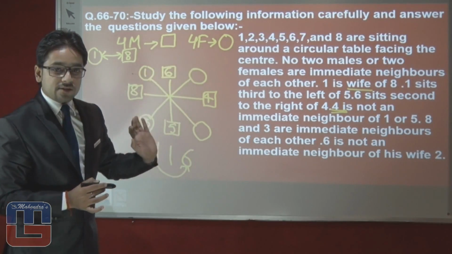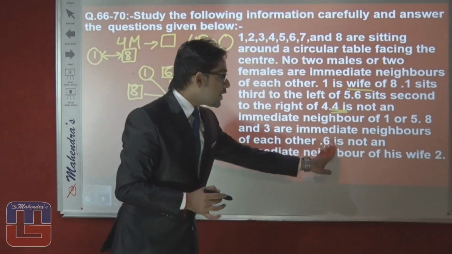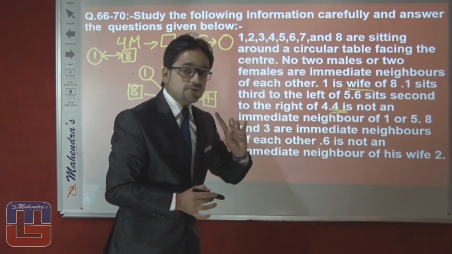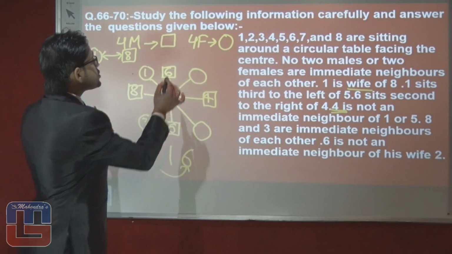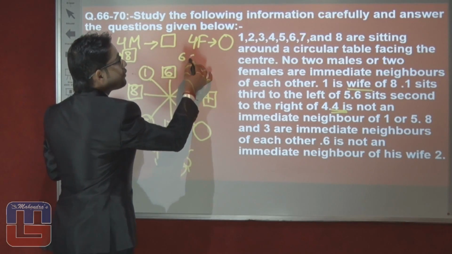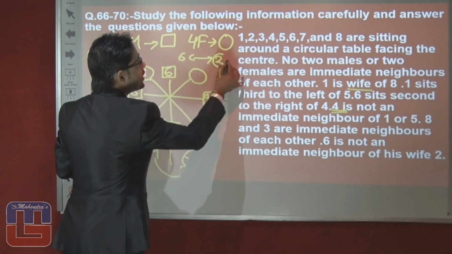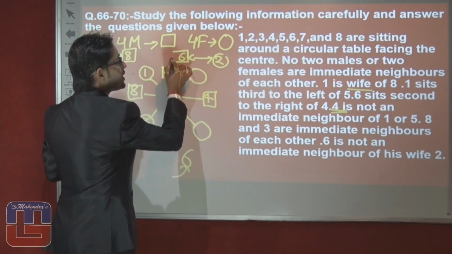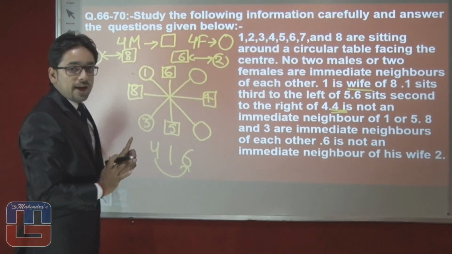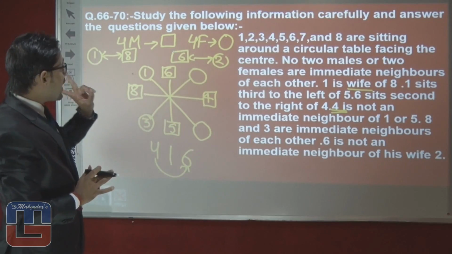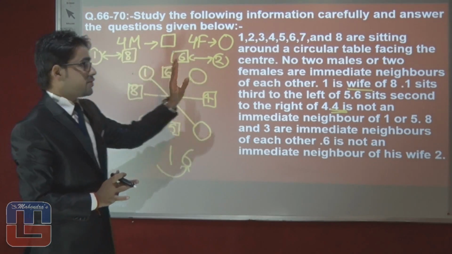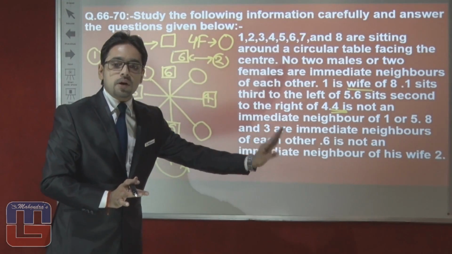Let's go through the next statement, which says 6 is not a neighbor of his wife 2. This means 2 is the wife of 6, whereas 6 is a male member and 2 is a female. We have already found two married couples, which are 8 and 3, and 6 and 2. 6 is not a neighbor of his wife 2.